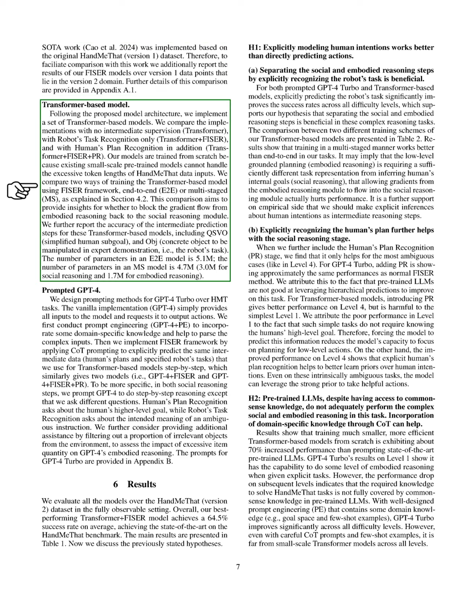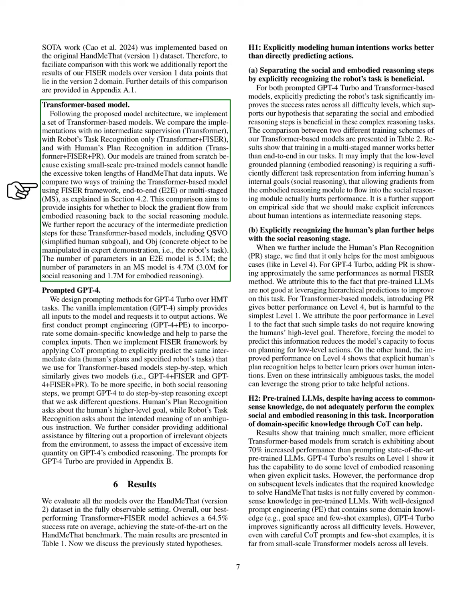We implement a series of transformer-based models following our proposed architecture. We compare models with no intermediate supervision, those using only robots' task recognition, and those that also include humans' plan recognition. Our models are trained from scratch since existing small pre-trained models cannot manage the long input sequences from HandMeThat data. We explore two training methods for the transformer-based model using the FISER framework, end-to-end and multi-staged. This comparison helps us understand whether blocking the gradient flow from embodied reasoning to social reasoning is beneficial.